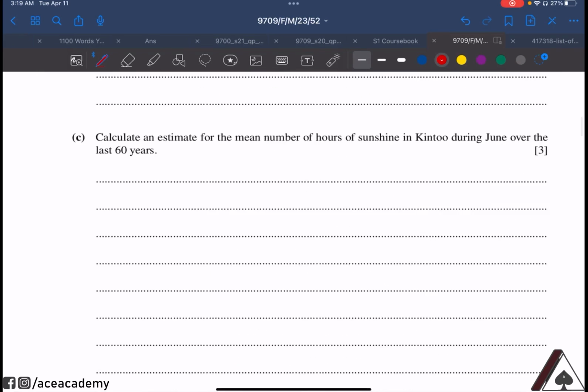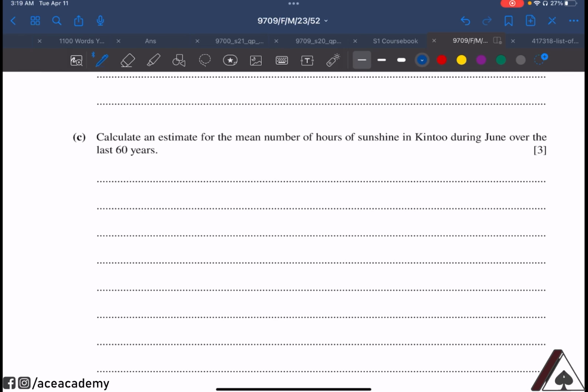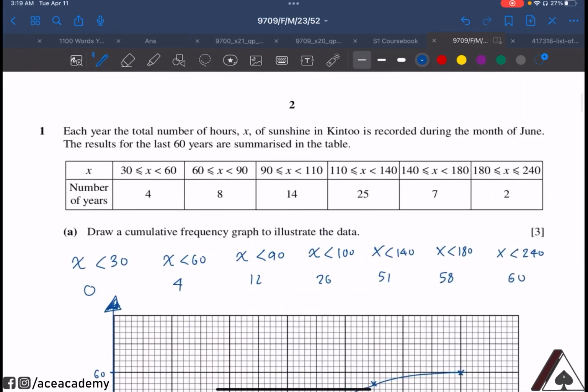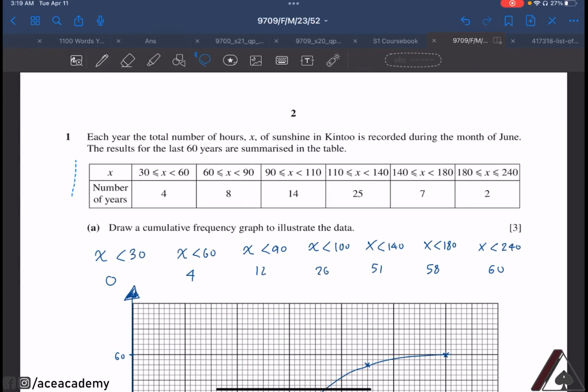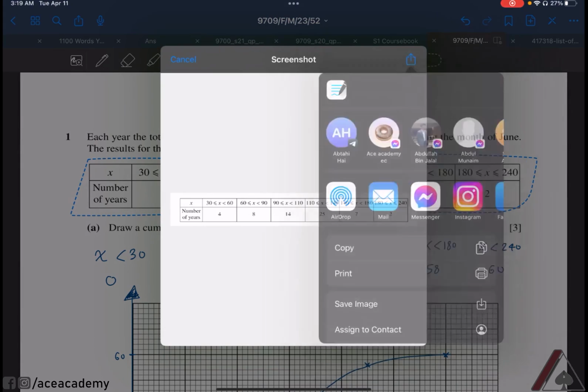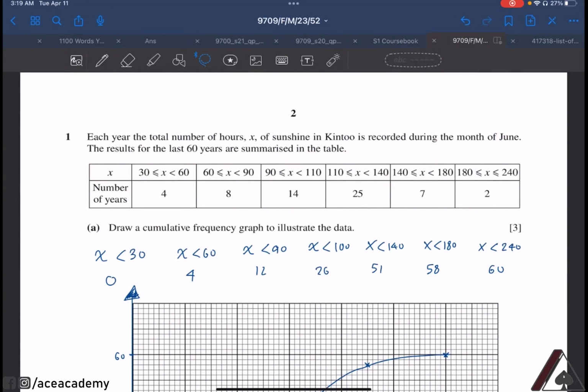So, number C. Calculate an estimate for the mean number of hours of sunshine in Kintu during June over the last 60 years. Okay, so then for this question, we're gonna have to copy this table, and I'm just gonna copy it this way. All right.